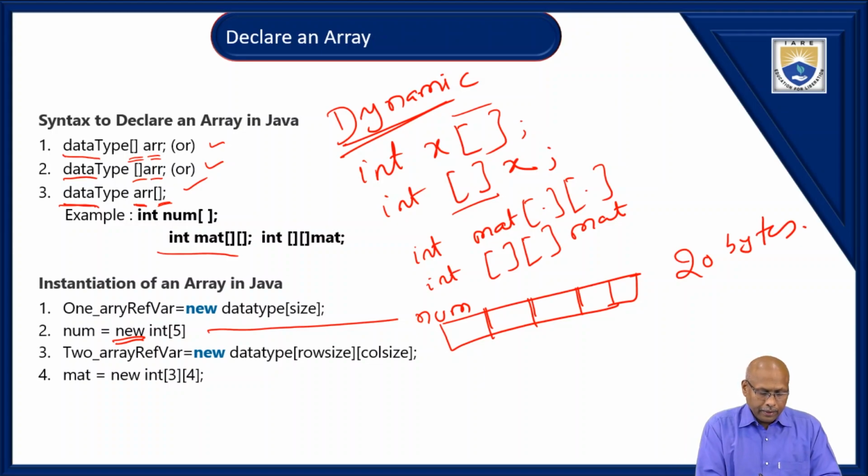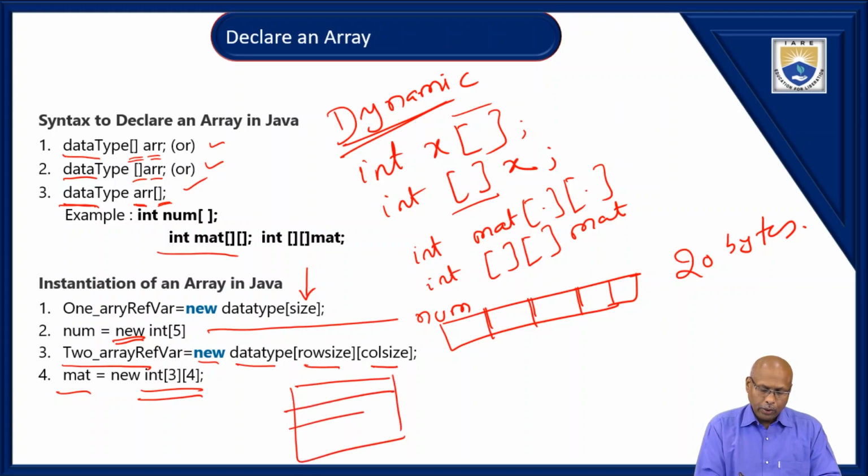Similarly, for a 2-dimensional array: name of the array equal to new followed by data type followed by row size and column size. So remember, based on the size, that many elements will be allocated. Similarly, here I wrote matrix equal to new int 3 by 4. That means there are 3 rows, 4 columns. First column, second column, third column, fourth column. In this way, the memory will be allocated.